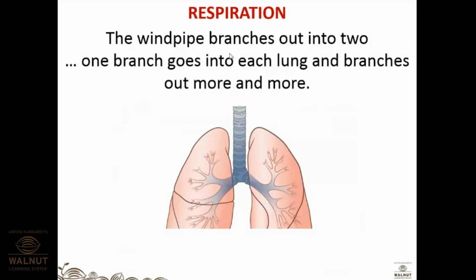Okay. The windpipe branches out into two. One branch goes into each lung and branches out more and more. So this is basically the trachea. Then you can see its division. One branch is going into one lung, and the other branch is going into the other lung. And then finally they are dividing like this, just like you draw a diagram for roots, something like that. They are going to be divided finally.